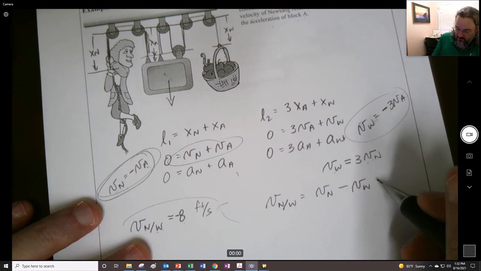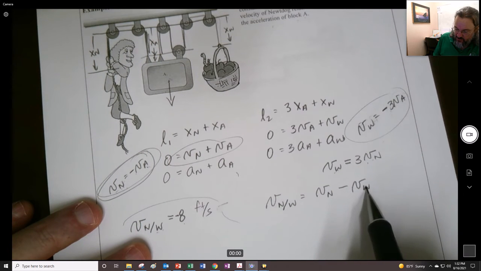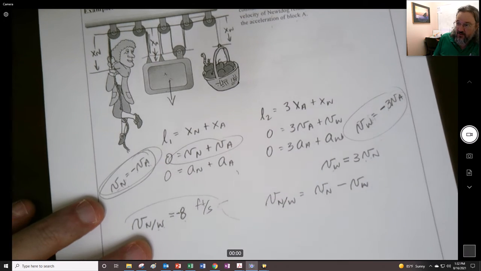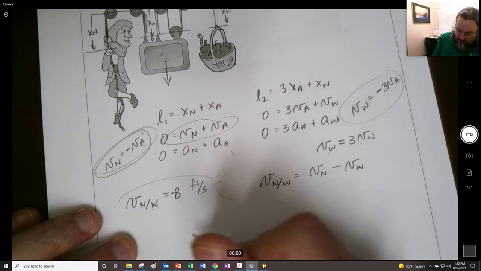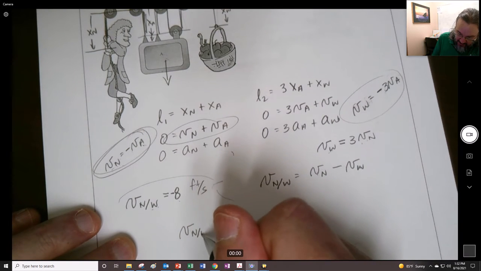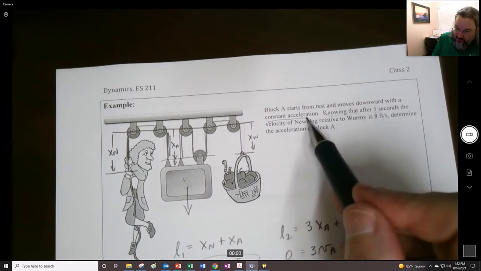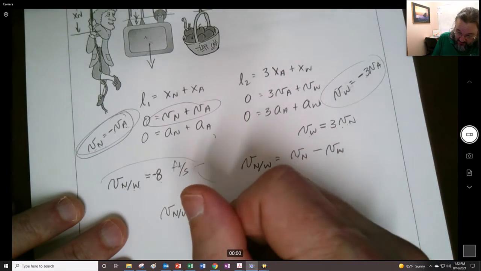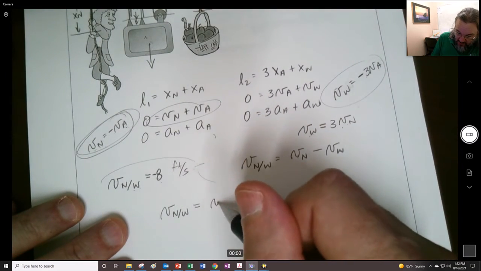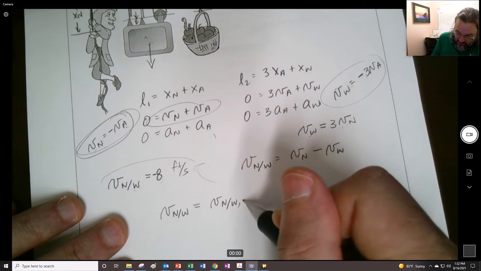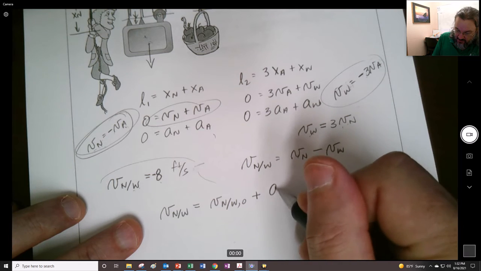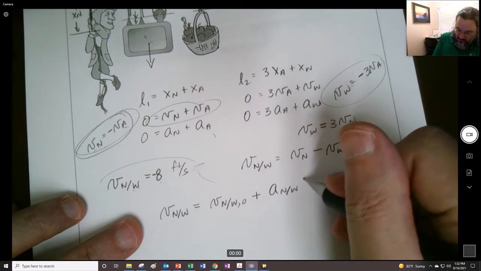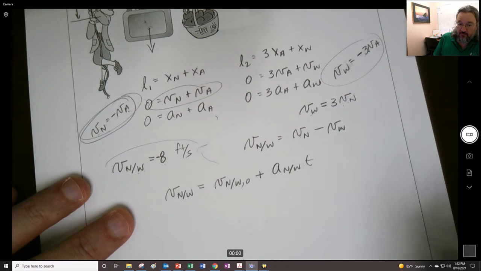So just recognize that he is traveling faster than him, so that's going to be a -8, a negative number. We can write out this equation right here for a constant acceleration. We're told it's a constant acceleration, so all of them have to be a constant acceleration. So we could say that the original, this is O, that's the starting velocity, plus the acceleration of dog with respect to Wormy times time, right?